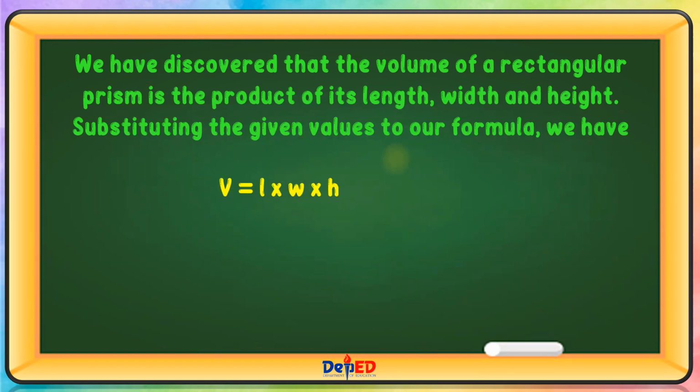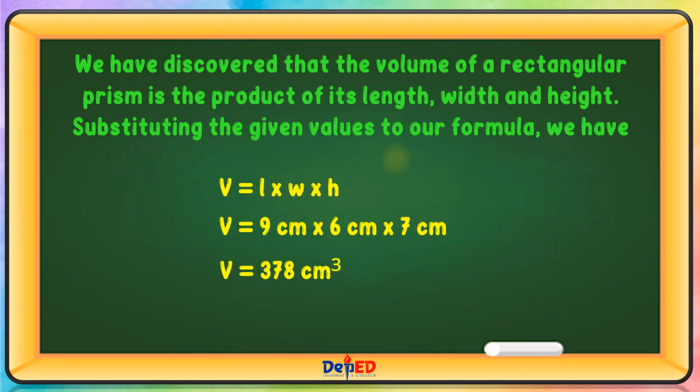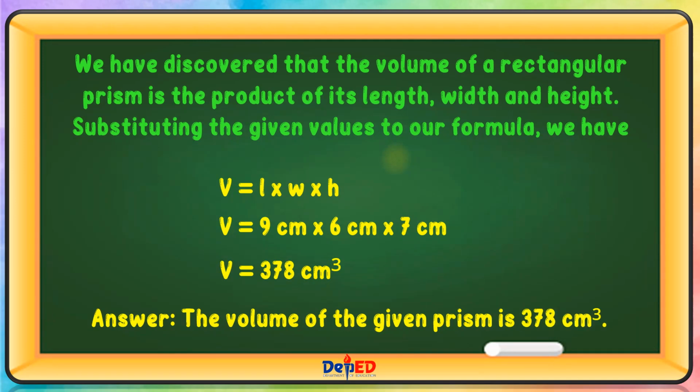Volume equals length times width times height. Volume is 9 cm times 6 cm times 7 cm equals 378 cubic centimeters. The volume of the given prism is 378 cubic centimeters.